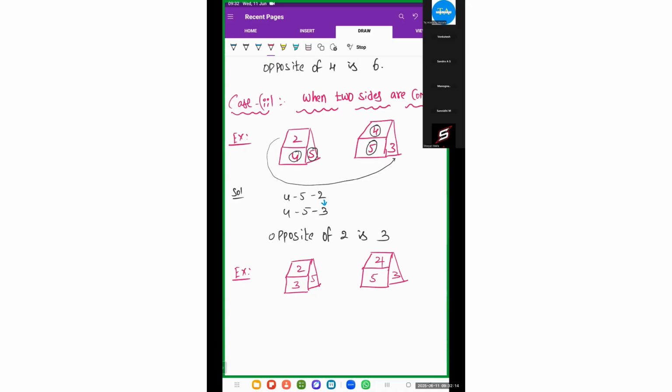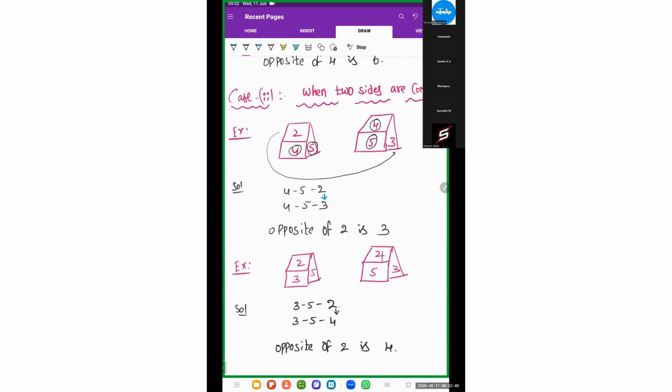Okay, tell me here what are the common numbers? 3 and 5. So what is the opposite of 2? 4. So 3, 5, 4. So opposite of 2 is 4 in this figure. I hope so.